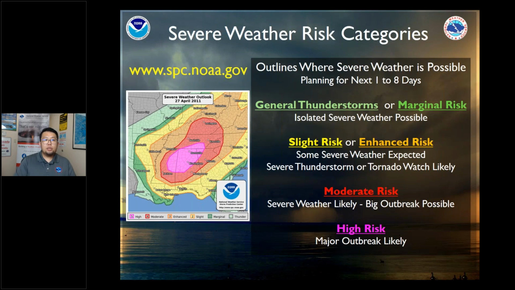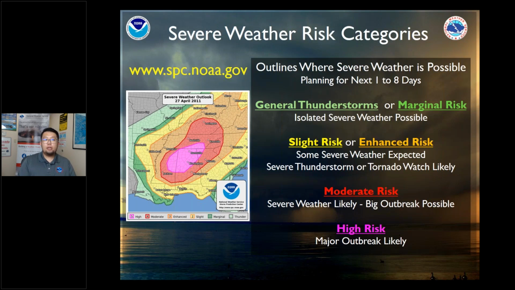So back into some severe weather stuff. I want to quickly talk about severe weather risk categories. This is one of the earliest warning signs that our weather service provides to people whenever there is potential for some severe weather. They issue these severe weather outlooks, and they can be planned anywhere from 1 to 3 days or even 1 to 8 days. And just to really quickly go over the different categories, we'll start with the lowest ones.